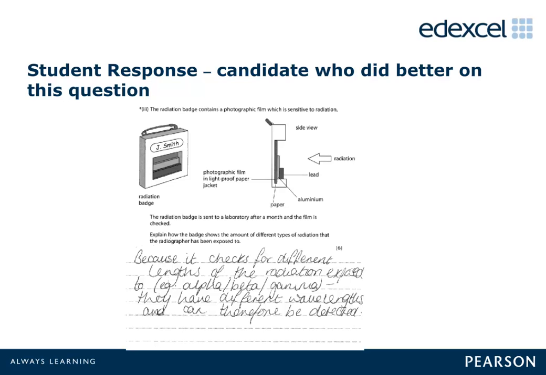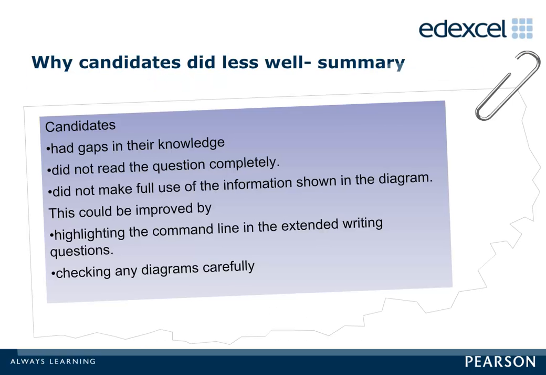This candidate was just able to identify the 3 types of radiation. The response was level 1, scoring 2 marks. Candidates had gaps in their knowledge and did not base their responses on the introduction and diagram.